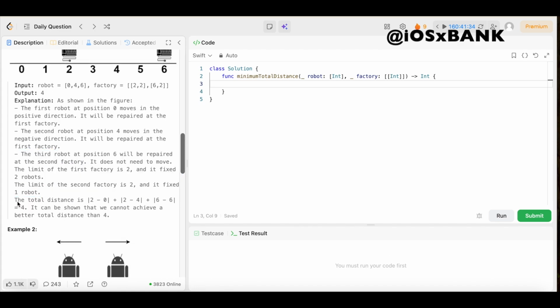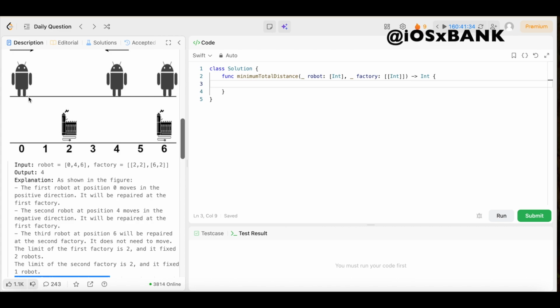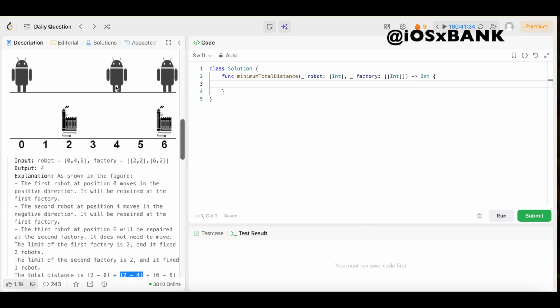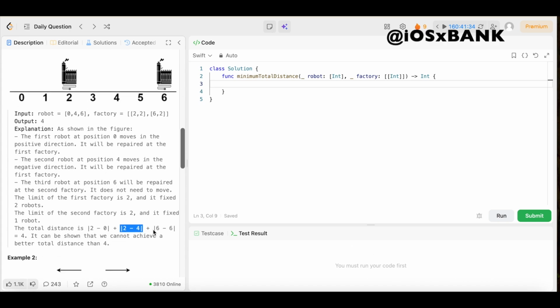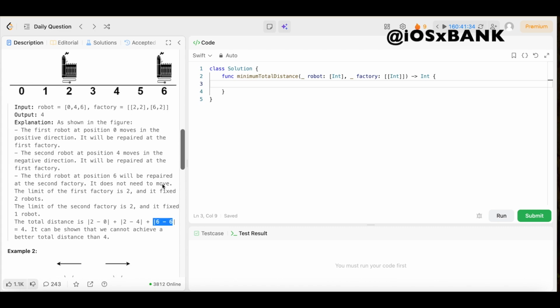Then it says the total distance is the absolute value of 2 minus 0, because we have this 2 and this 0. That comes from this factory and this robot, plus the absolute value of 2 minus 4, which comes from this factory and this robot right here, plus the absolute value of 6 minus 6, which would be 0, which is this robot and this factory right here. And in total, it can be shown that we cannot achieve a better total distance of 4.